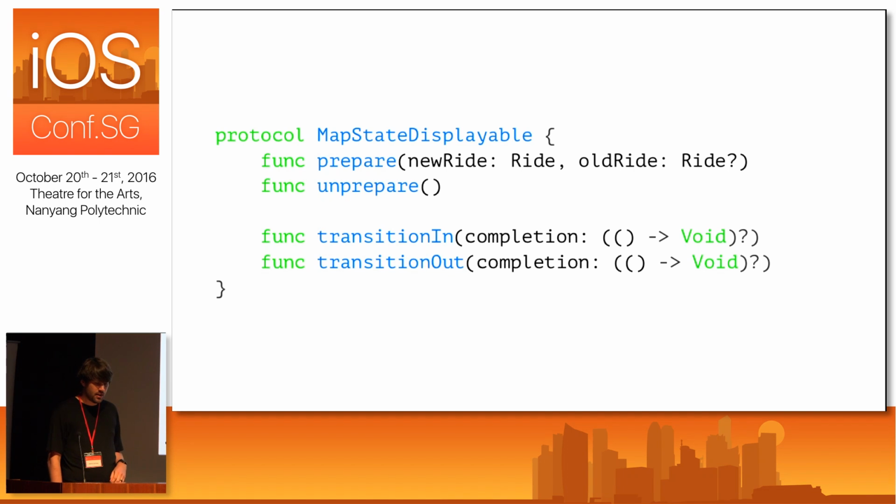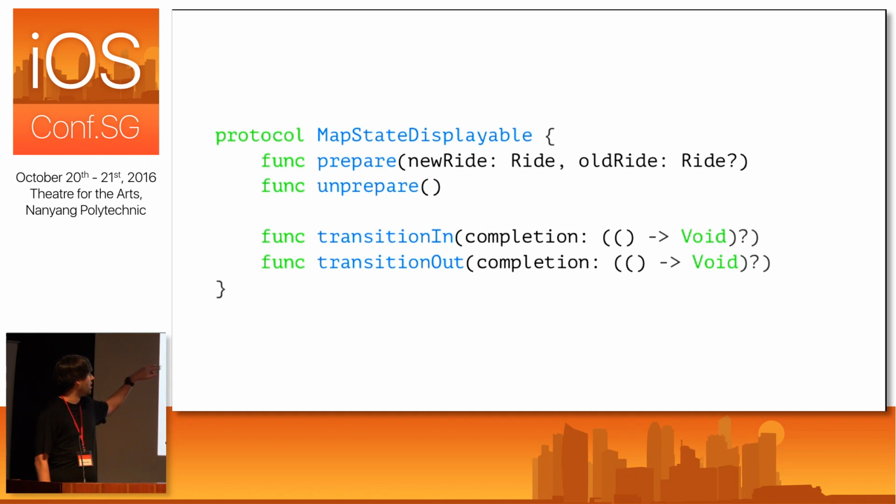I think the most interesting thing here is this prepare function, which would get called before you're actually put into the view hierarchy. It also gives you time to set up your initial UI state based on the ride that's passed along. And you can also set up some observers if you want to get periodic updates to the ride. And then we also have a corresponding unprepare to tear those down.